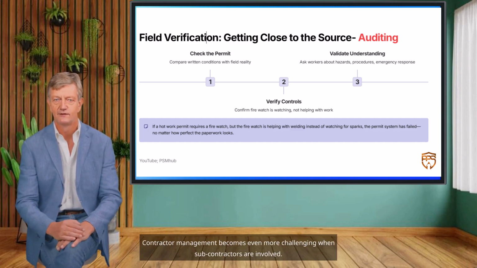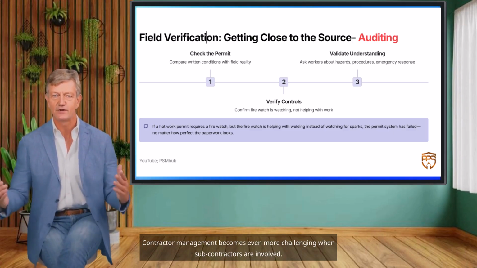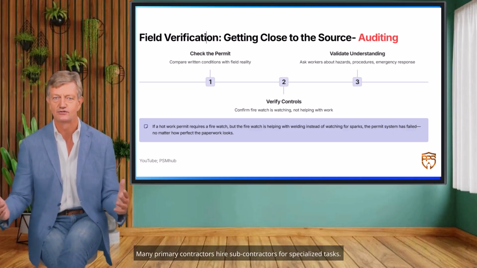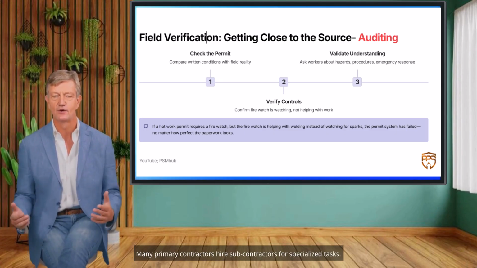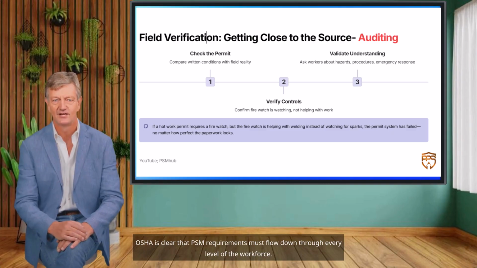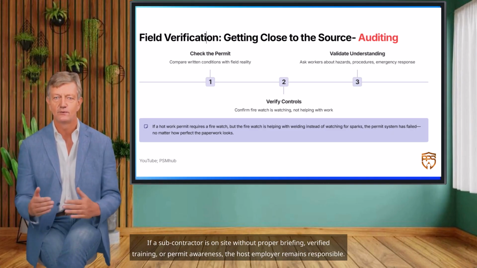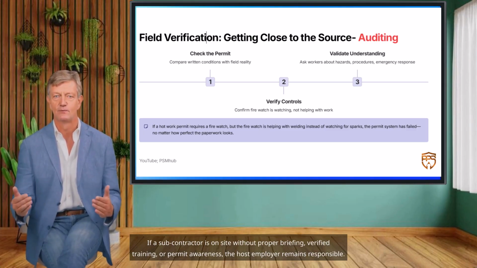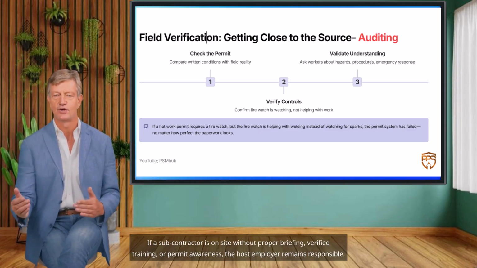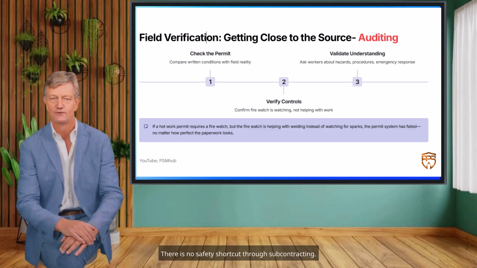Contractor management becomes even more challenging when subcontractors are involved. Many primary contractors hire subcontractors for specialized tasks. OSHA is clear that PSM requirements must flow down through every level of the workforce. If a subcontractor is on site without proper briefing, verified training, or permit awareness, the host employer remains responsible. There is no safety shortcut through subcontracting.